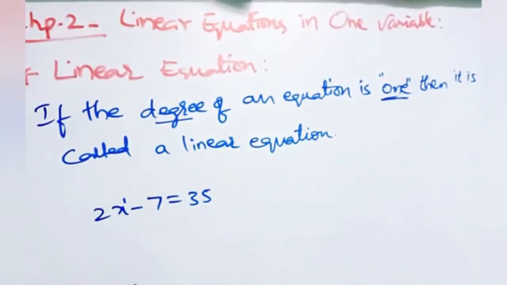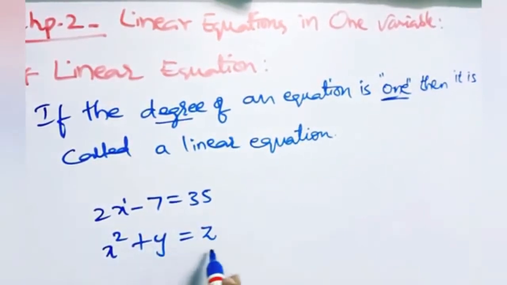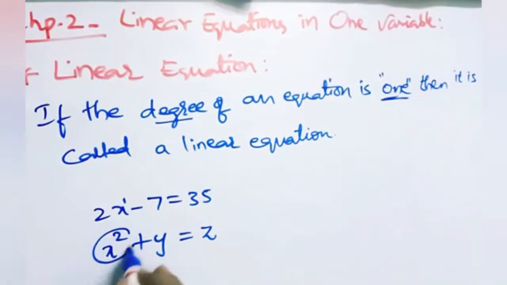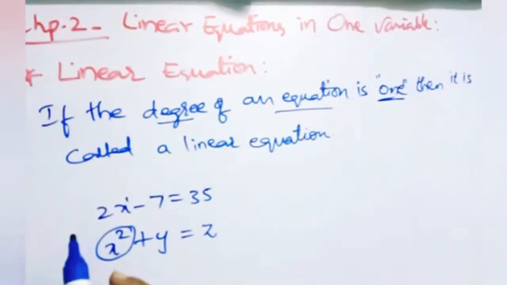Now for example, if I take x square plus y is equal to z, this is not a linear equation. Why? Because the degree is 2 there. So if an equation has degree 1, then it is called a linear equation.